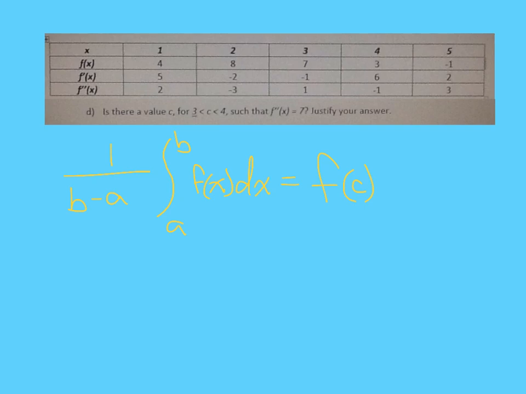Well, let's go ahead and substitute some of our numbers because we're looking between 3 and 4. So we're going to have 1 over 4 minus 3 times the integral from 3 to 4 of f double prime x dx. So that was our function, f double prime x, and we want that to equal 7. So we want to know, is there something here where that is going to equal 7? That's what we're trying to prove.